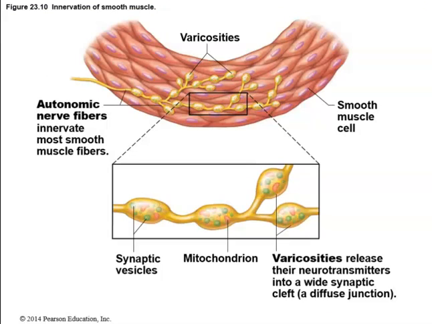So here we just see innervation of smooth muscle. We have our autonomic nerve fibers that innervate most smooth muscle fibers. And then we can see the different varicosities that will release neurotransmitters into a very wide synaptic cleft. And within these varicosities, of course, are mitochondria that help produce energy.